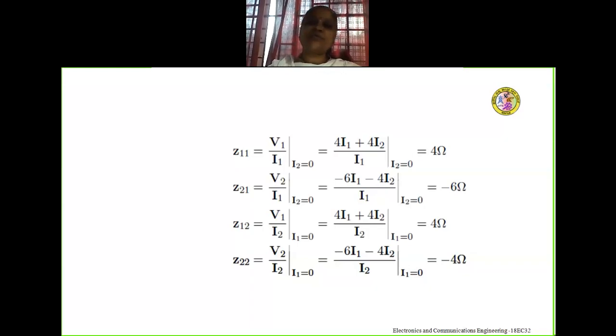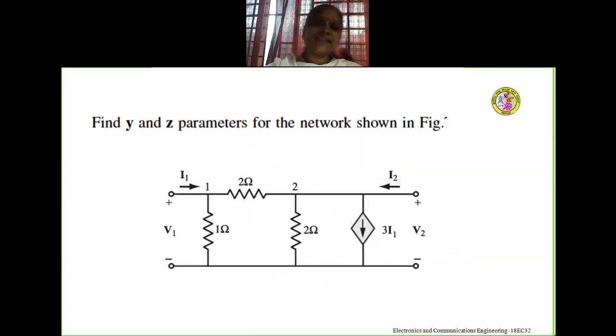So the value of Z11 is 4, Z21 is minus 6, Z12 is 4 and Z22 is minus 4. All are in ohm. So let's see another example wherein we have to find Z and Y parameters. Find Y and Z parameters for the network shown below. If you observe this network, it has got a current dependent current source.